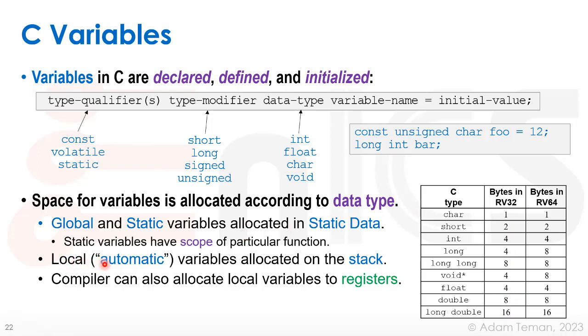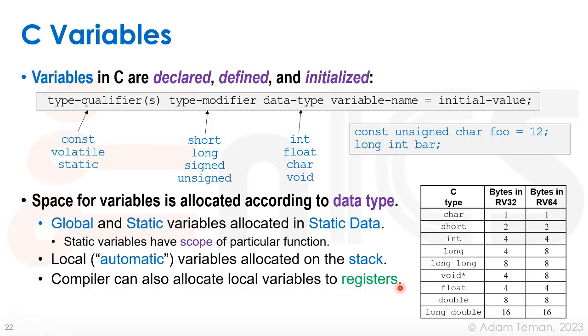Okay, local variables, which are also known as automatic variables, are going to be allocated on the stack. Each function is going to have its own stack, and so we're going to allocate room for these variables on the stack of the function because they're local to that function. Again, we're going to discuss that a bit later when we discuss scope. The compiler can also allocate local variables to registers.